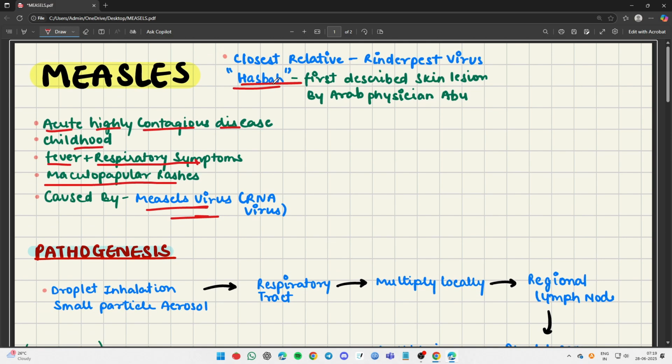And measles is a human virus. It affects humans. The closest relative of the measles virus is the rinderpest virus, which is not a human virus. It is an animal virus. It generally affects the animal population, not the human population, and is the closest relative of measles.